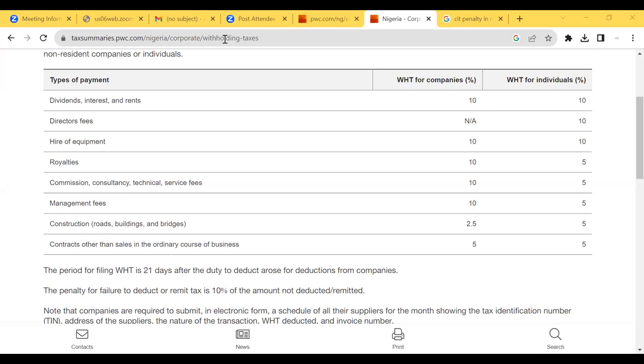But when the person does not have a TIN, you are paying double money to the government. You pay your CIT, then you also pay free money to the government. So you're just dashing government money. So get their tax identification number.